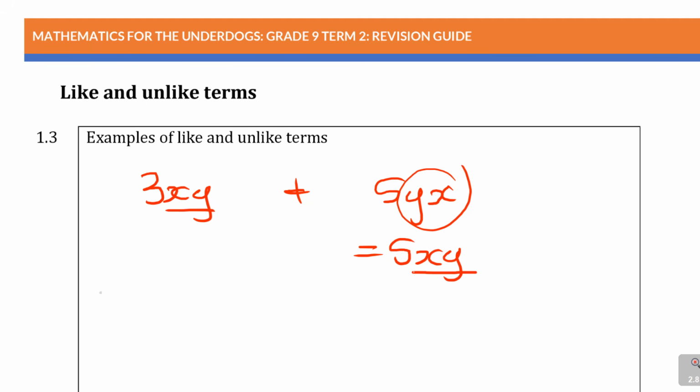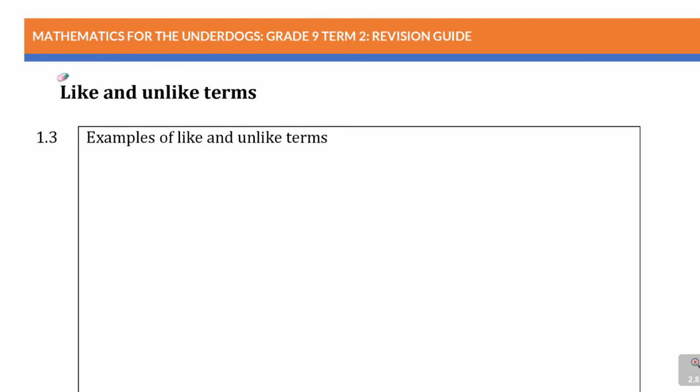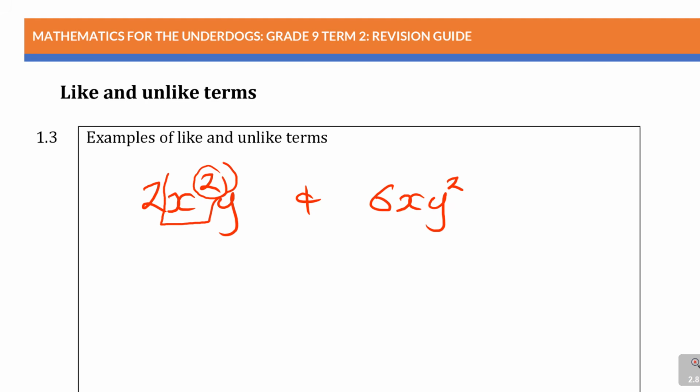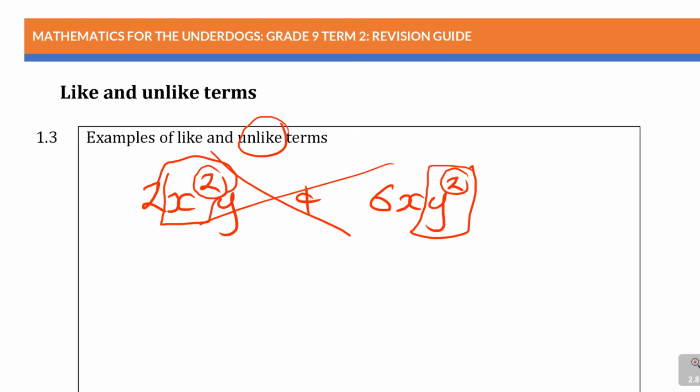Are you with me? But if I do this again, to see how sometimes they play around your mind, if I say 2x squared y and 6x y squared, look at this one, be careful now. Where does the power belong? This squared belongs to x, and this squared, in this case, belongs to y. These are unlike terms. Why? Because the one square comes from x, the other square comes from y, so these are unlike terms. So just be careful whenever you're dealing with such things.